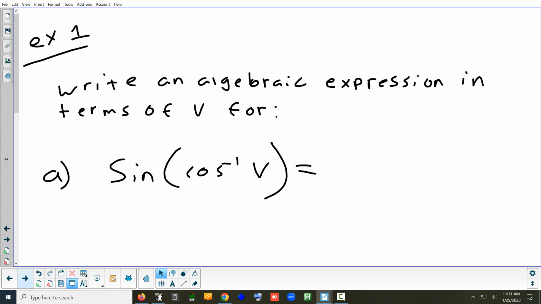All right. So we have an outside function, which is sine. We have an inside function, which is inverse cosine. Which one did I say to start with? Inside. Yep, we start with the inside function.